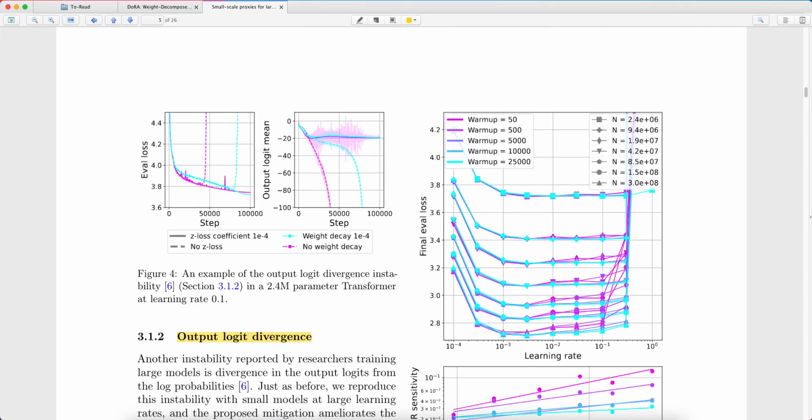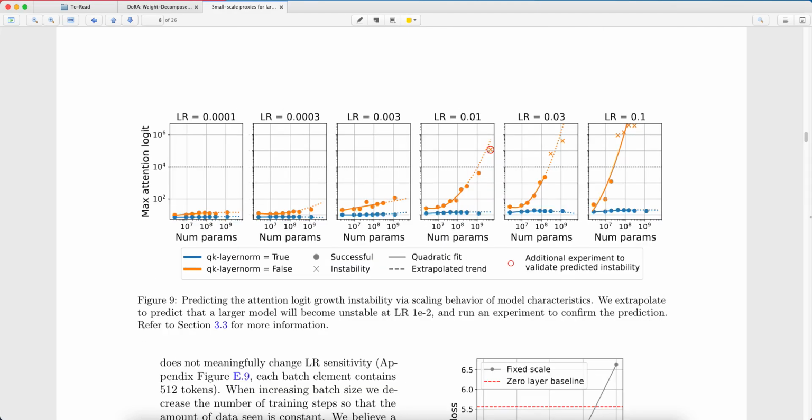And then I think the other takeaway would be here, which is that you can fit a curve to small models. I mean, this goes up to, what is that, 10 billion or 1 billion? So it's not super small, but you can kind of predict larger model instability values, such as max attention logit, for a given learning rate if you train small models.